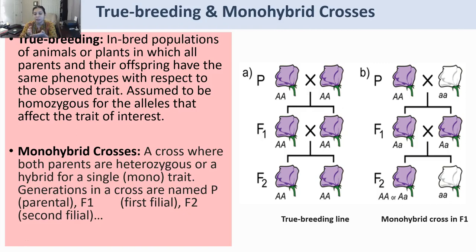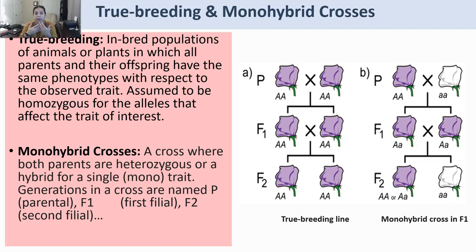But if I was observing flower color and I was looking at purple flowers and I crossed a purple plant with a purple plant, I would always get purple plants. And that would mean that what I'm looking at is a true breeding line for purple colored flowers. Not for pea color, not for pod shape, not for flower location, but just the color of the flower.